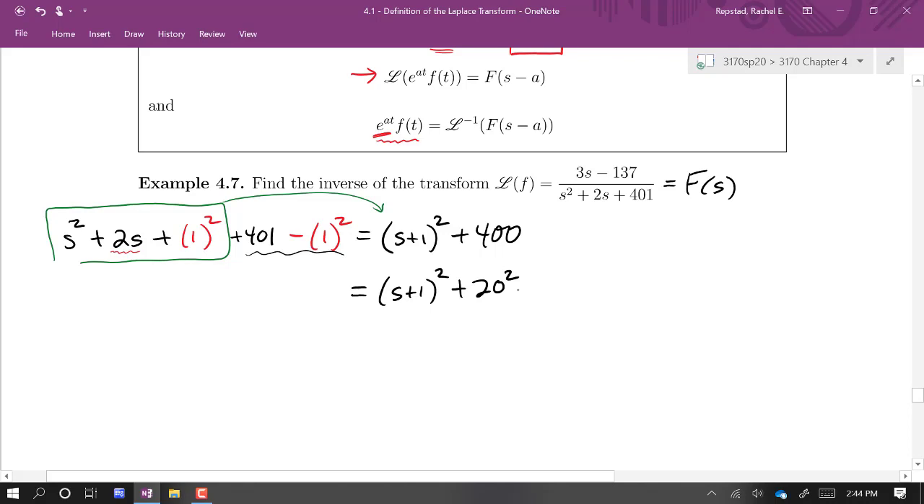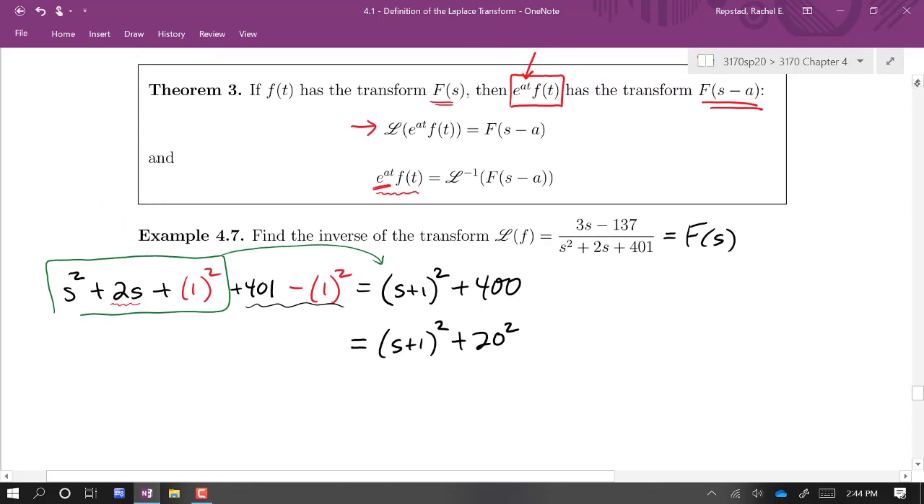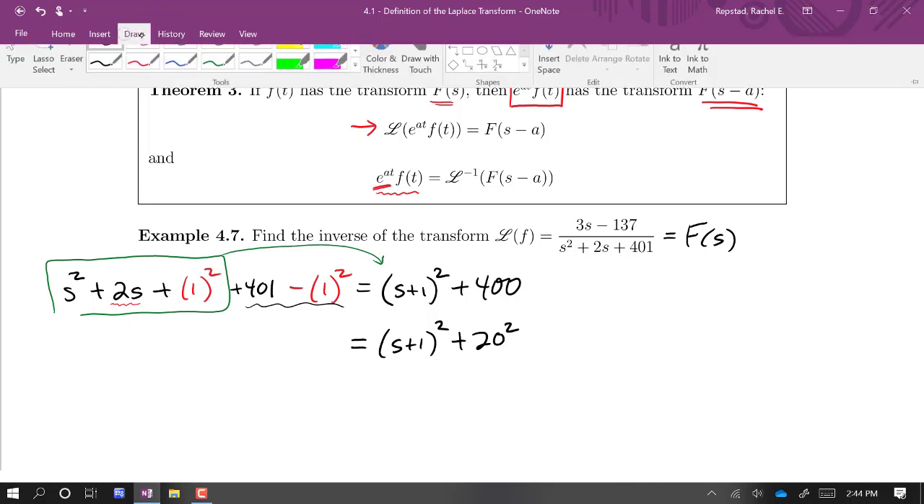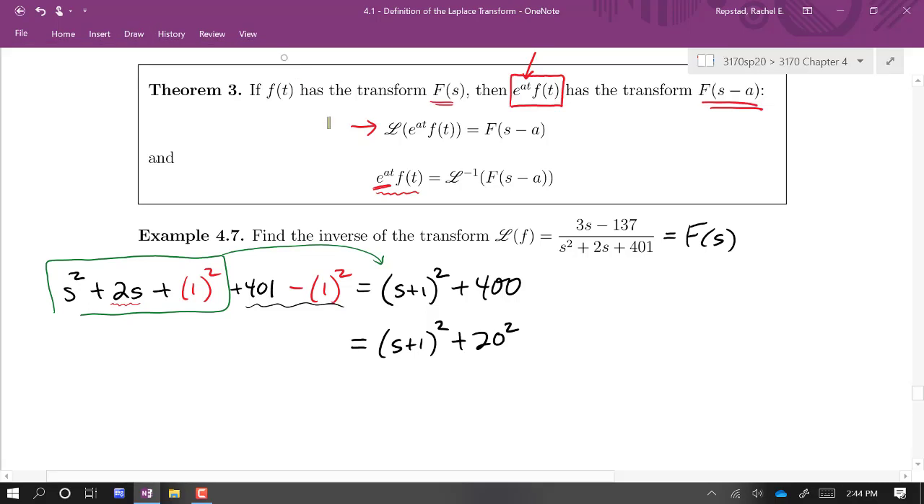Now, if you take a look at what we've got, it looks like we've replaced the s squared with an s plus 1. This is like an s shift, where a would be -1. Of course, we haven't rewritten the whole function yet, but when I start to see this form, this is what I'm thinking: that we're going to have an s shift where a is -1. So let's use this.